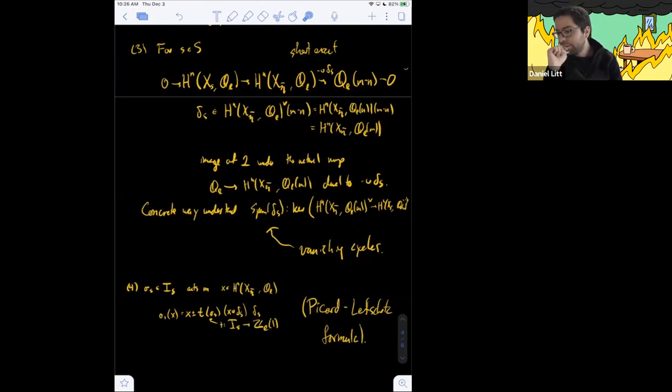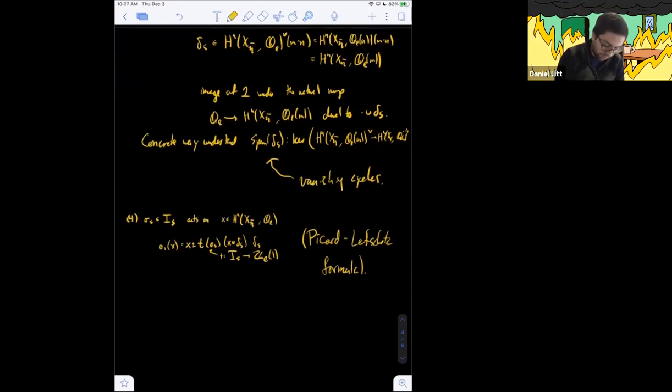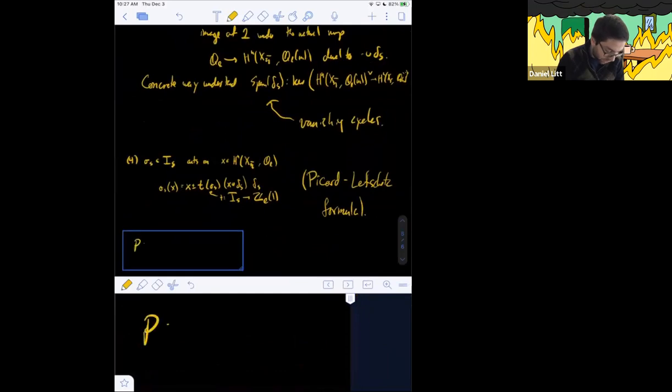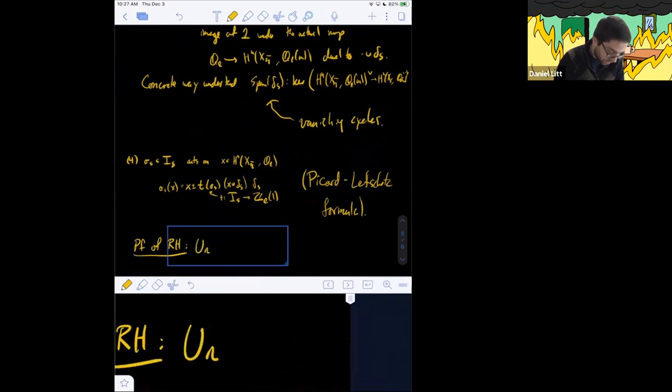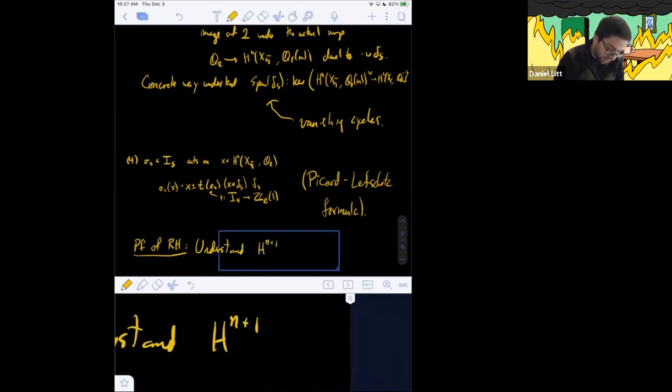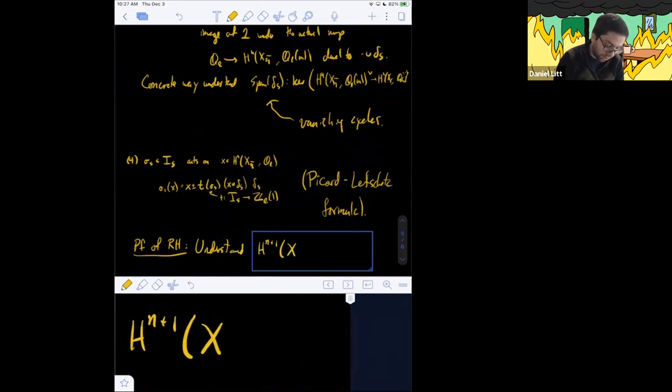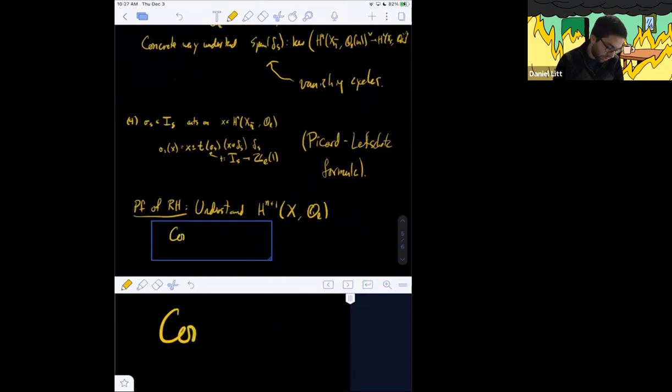And what we're going to do is we're going to try to understand. So the idea of the proof of RH is we want to understand H^{n+1}, so this is the middle cohomology of X, the total space of our Lefschetz fibration. So we want to understand the Frobenius action on this, and what we're going to do is compute it with the Leray spectral sequence.